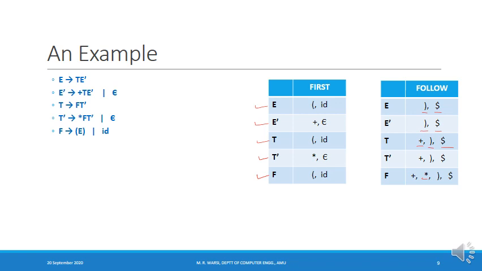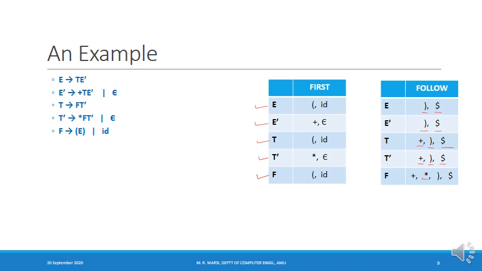Let's look at now this production. I can say that those symbols which are there in the follow of T will also be there in the follow of T dash. Follow of T is containing plus, right parenthesis and dollar. So follow of T dash will also contain plus, right parenthesis and dollar. So we have obtained this and we have obtained this and we have obtained this.